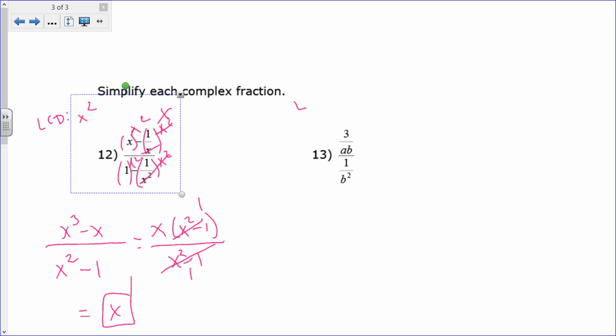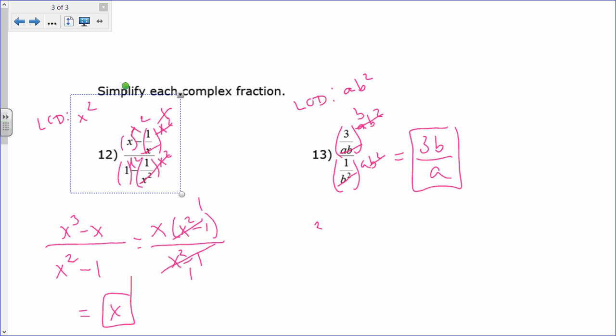For 13, my LCD is AB squared. So here the A and the B cancel out, and I'm just left with the B. So I have 3B. Here the B squareds go, so I'm just left with an A, and I'm done. Some of you, looking at that one, like to do a flip, which is okay as well. The B cancels, that B becomes a B, so it's 3B over A. So either is fine with me.